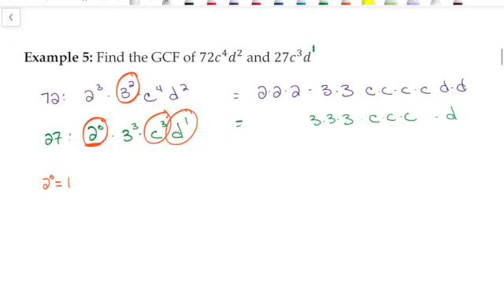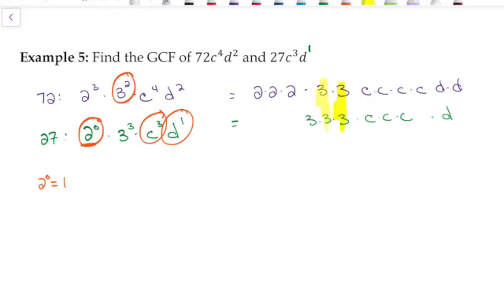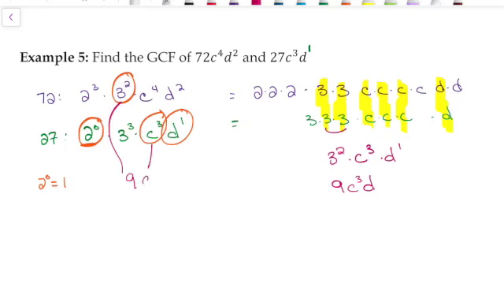All right, so we've got these 3's and these 3's are common between the two. And then c, c, and c, and then 1 d. All right, so let's put that back together. We've got 2 3's in common, so 3 squared, c to the 3rd, and d to the 1. So we will rewrite this as 9c cubed d. Which is exactly what we got here. Here's our 9, here's our c cubed, and here's our d.